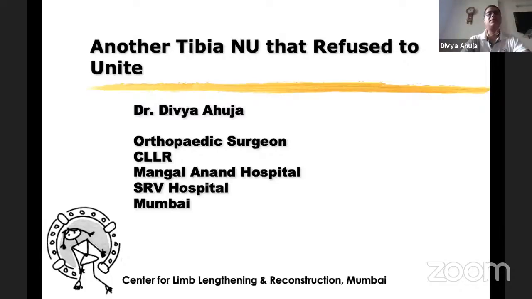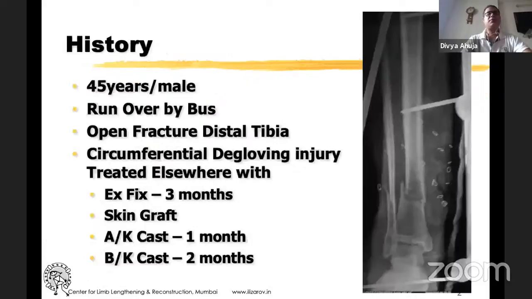Good morning, everyone. We'll see another tibia non-union that refused to unite, and then let's see finally what we had to do to get it united. So this was a 45-year-old male who had a run-over injury by bus and suffered a circumferential degloving injury and open fracture of the distal tibia. So he was initially treated in an X-fix, which was kept for 3 months, and then once his wound was okay, they had skin grafted it, and at the end of 3 months, they converted the fixator to above knee cast first, and then below knee cast.